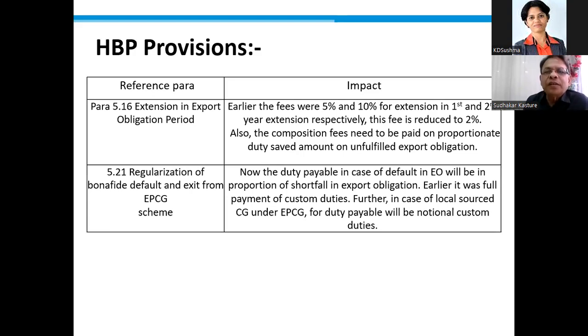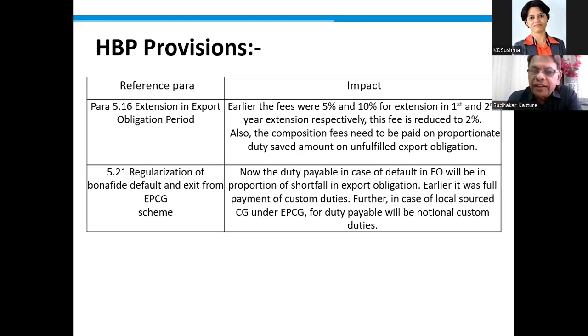Extension of export obligation period. Earlier, the fees were 5% and 10%. Now the fee is reduced to 2%. So benefit is given. Composition fee needs to be paid on proportionate duty saved amount. So again, there is relaxation. This is primarily given because of the pandemic, 2 years, 2020, 2021, were bad years for exports. The world is going through the pandemic of COVID, and that is why this has been given.